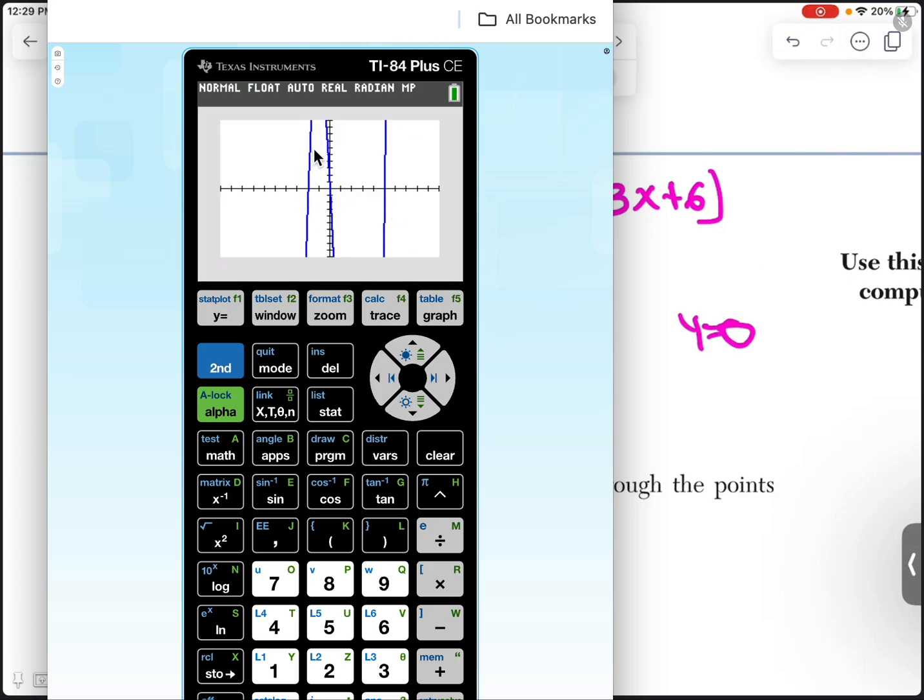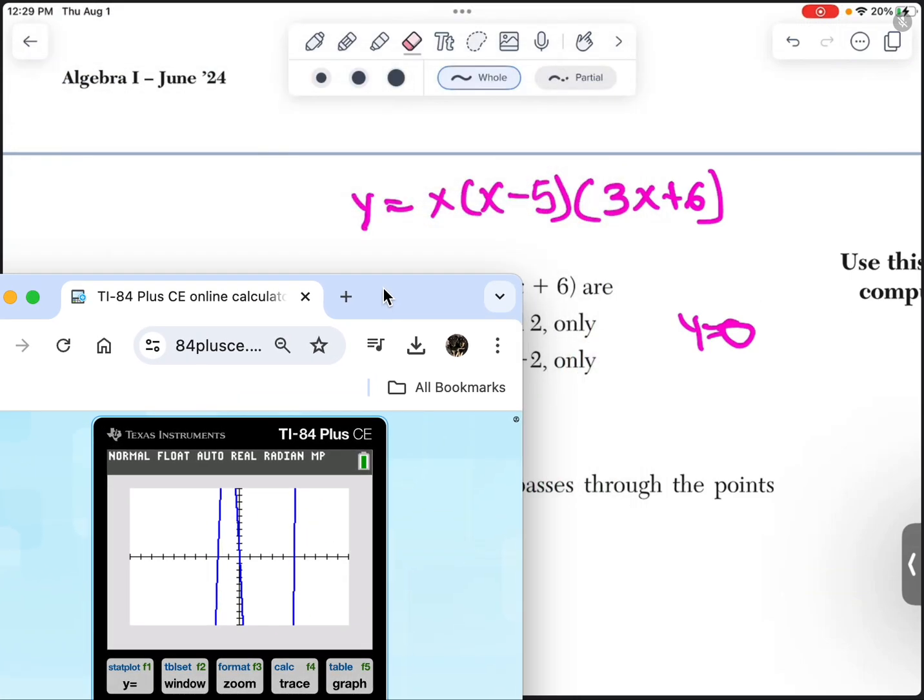Okay, so I have a graph, and I see that it crosses the x-axis 3 times, and that makes sense to me because over here I have 3 different monomials with x in it, and we know from our zero product property this x must be a 0 because if we multiply this, if it's 0 times any of these, we're going to get 0.